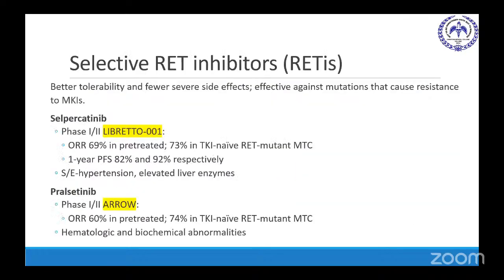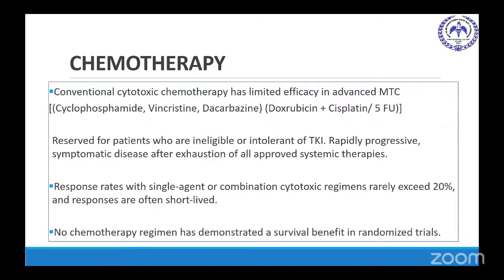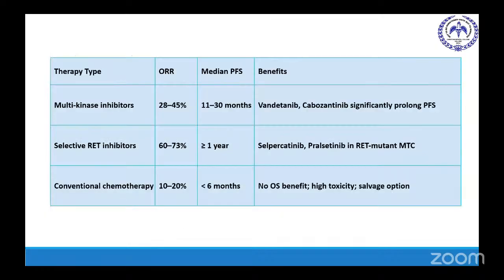The selective RET inhibitors, which have a better tolerability and side effect profile compared to the multikinase inhibitors, are also effective in mutations that can cause resistance to the initial MKIs. This is selpercatinib and pralsetinib. Coming to the conventional cytotoxic chemotherapy, with any single agent or combination chemotherapy, there is hardly more than 20% response for treatment. So in comparing all these three regimens, it is the selective RET kinase inhibitors that have shown the maximum overall response rate and the more prolonged median progression-free survival compared to the other two.